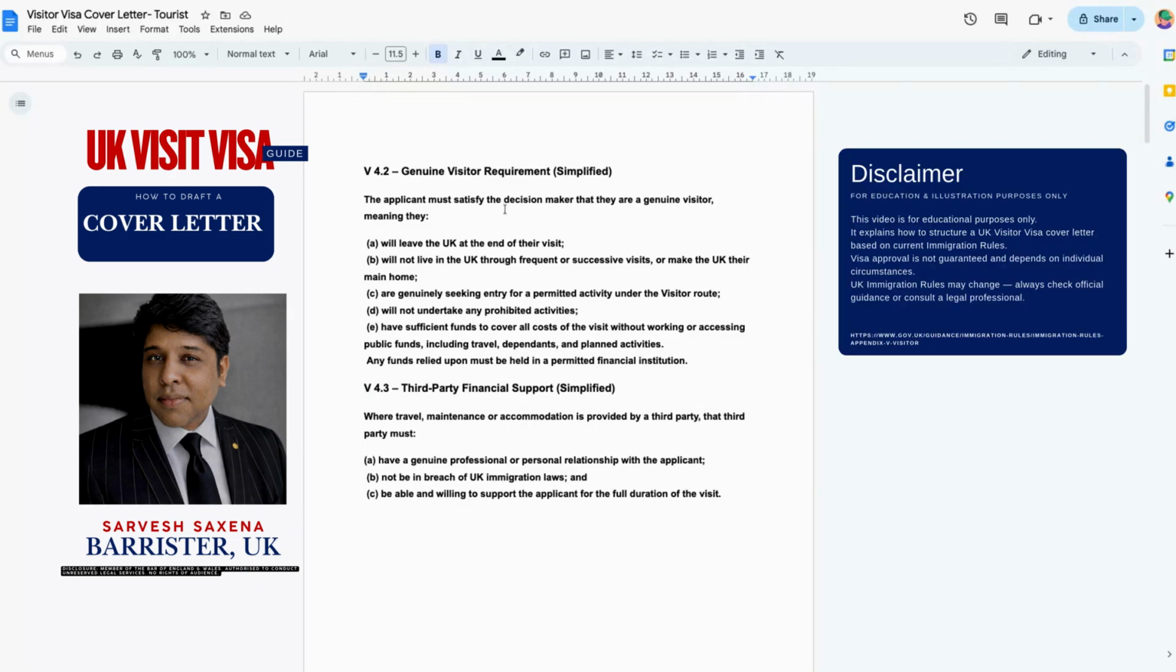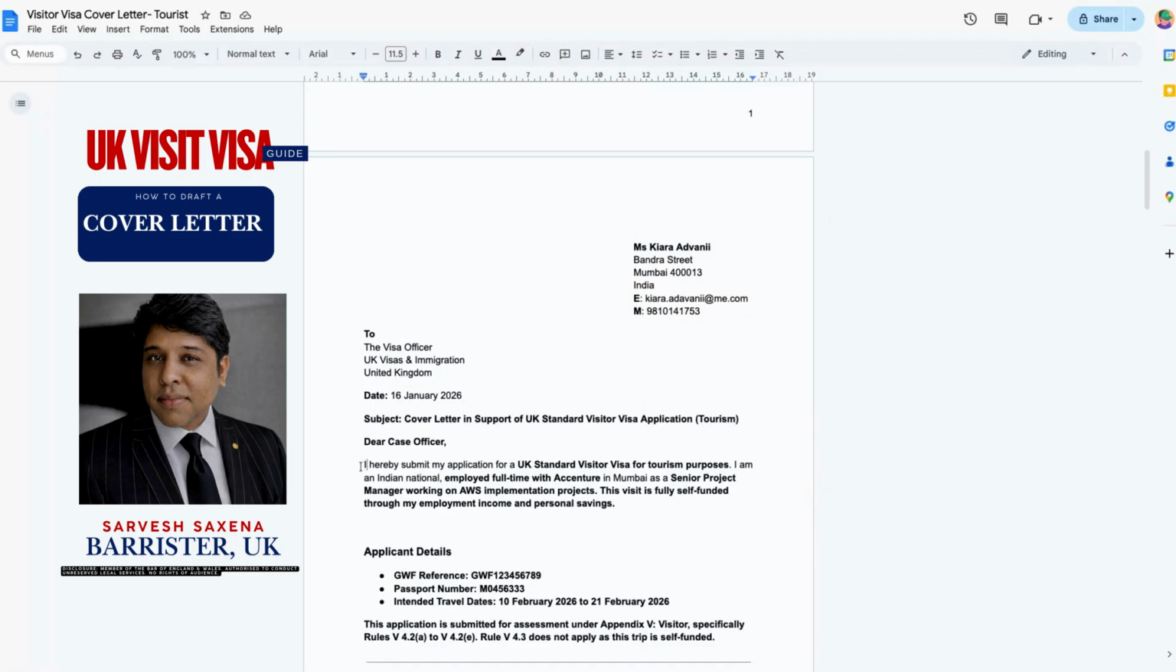Basically, you need to be a genuine visitor, this is the legal term, and the details must be correct. Here, I hereby submit my application for a UK standard visitor visa for tourism purposes. This is extremely important to write straight away so that the visa officer knows the purpose why you're coming to the UK. I'm an Indian national employed full time at Accenture, here in Mumbai, as a senior project manager working on AWS implementation projects. This visit is fully funded through my employment income and personal savings.